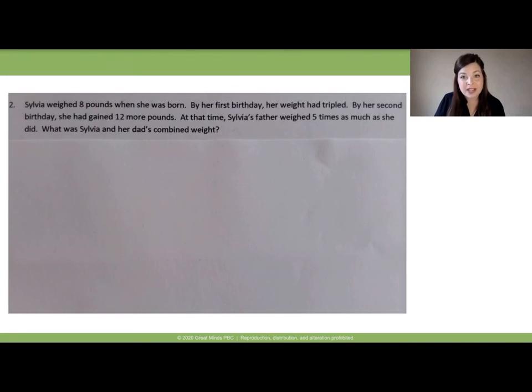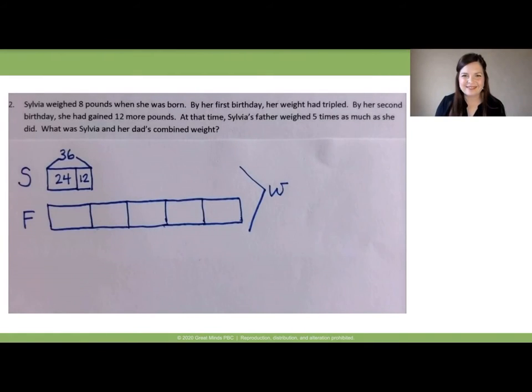Now, pause the video and draw a tape diagram to represent the story. Remember, if you get stuck, ask yourself, what can I draw to represent just that one part of the story? And when you're finished drawing for the whole story, come back and we'll compare our drawings. Welcome back. Here's my drawing. Does yours look similar?